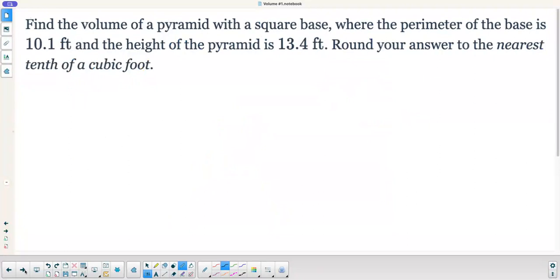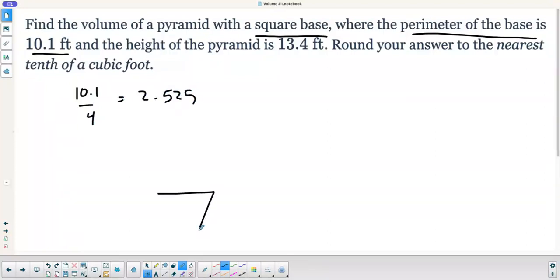If they don't give you a picture, you should be able to do it. The only difference here is they tell you the perimeter of the square base is 10.1. So there's 4 sides, so you'd have to divide it by 4. And you get 2.525 is the sides of your square base.